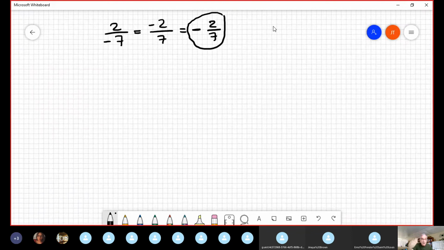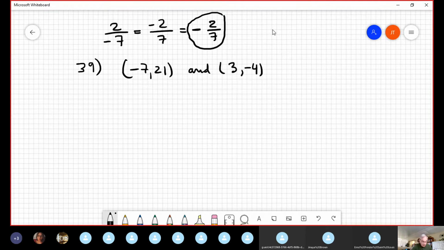Okay. Now what number is 39? Huh? 39. 39 is negative 7, 21 and 3, negative 4. That's it. Two given points. You need to find the equation for the line connecting both and express the answer in standard form. Computer slow first.